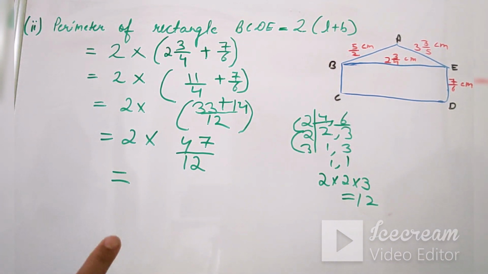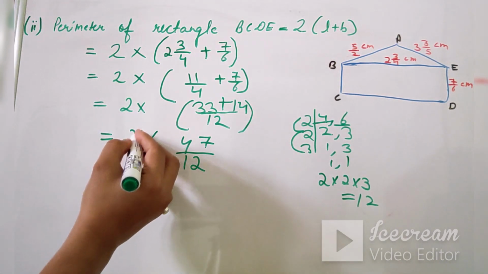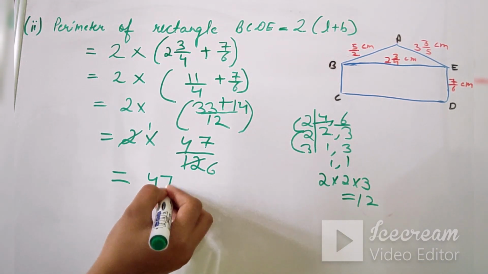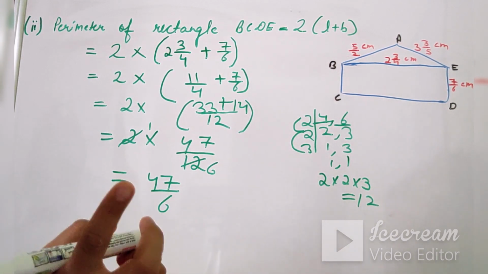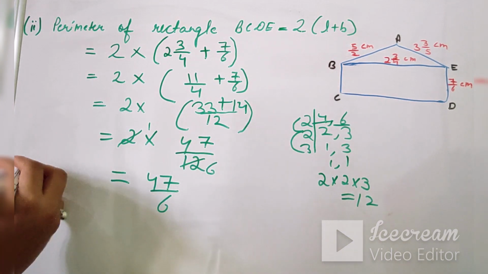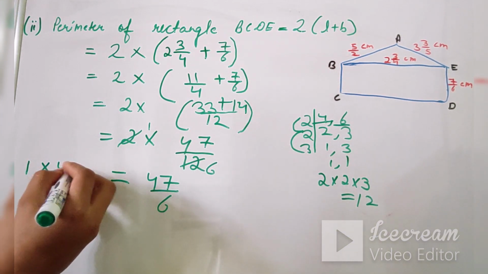आपको अगर लोएस्ट टर्म करना आता है तो एक छोटी सी चीज़ आपने पहले करी होगी, आप इसे कट कर सकते हैं. यहाँ पे 2 1s are 2, 2 6s are 12. सो कितना आ गया? 47 by 6. कैसा है 47 by 6? ये आया 1, ये आया 47. तो ये क्या बना? 1 into 47.